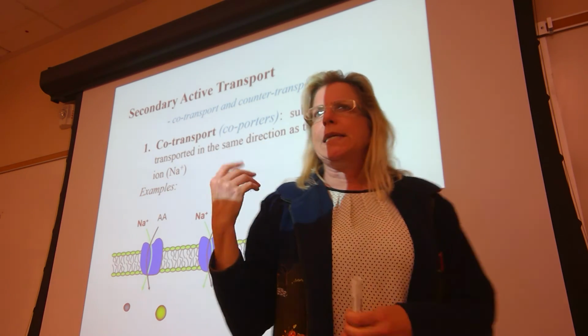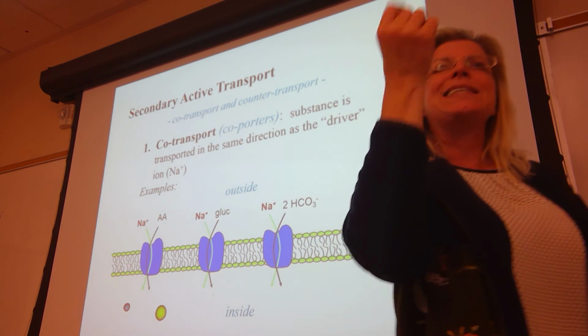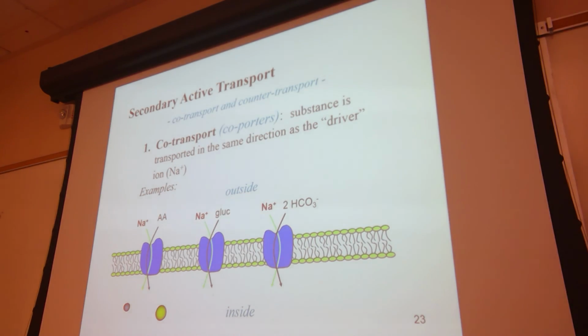That actual protein that moved sodium and glucose did not directly use the ATP. But ATP had to be used at some point in the system to establish the sodium gradient. Secondary active transport does not directly use ATP. We require the primary active transport to set up the system so that a different protein can channel into that kinetic energy.